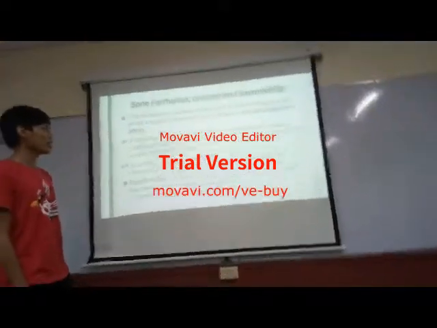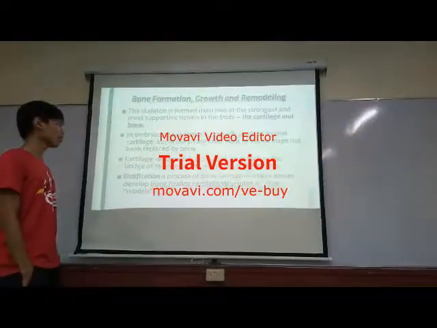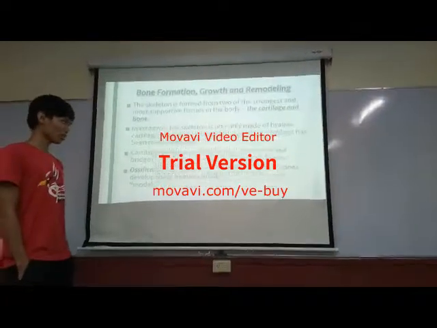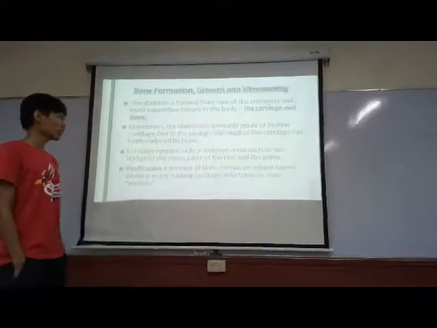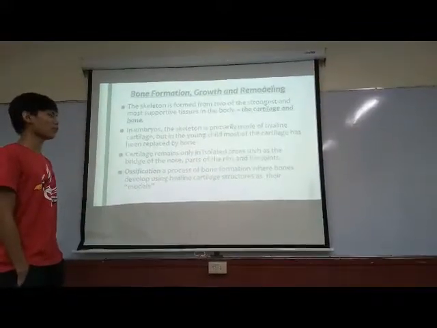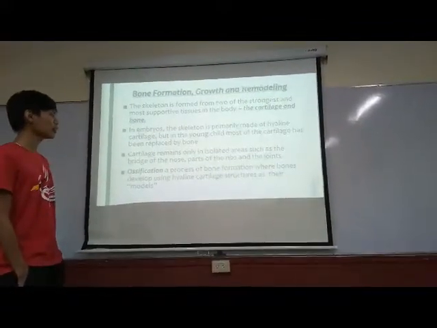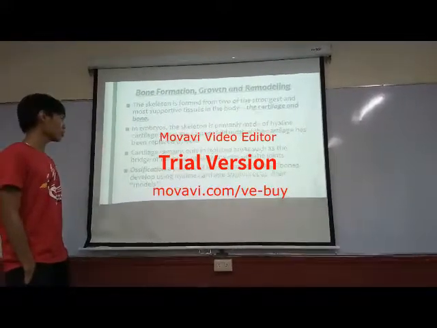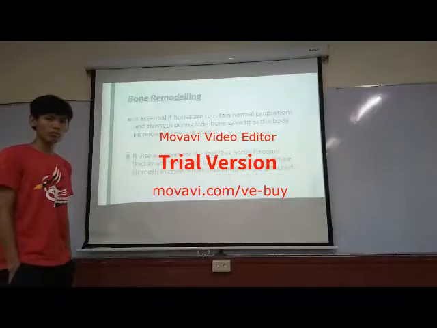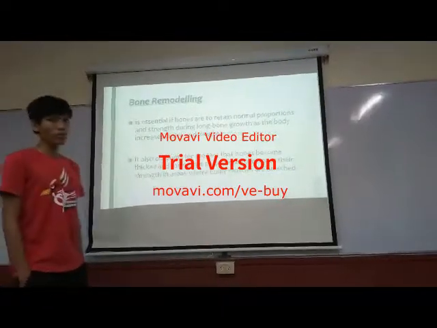Cartilage remains only in isolated areas such as the ridge of the nose, parts of the ribs, and the joints. Ossification is the process of bone formation, where bones develop using highly cartilage structures and their models. Bone remodeling.